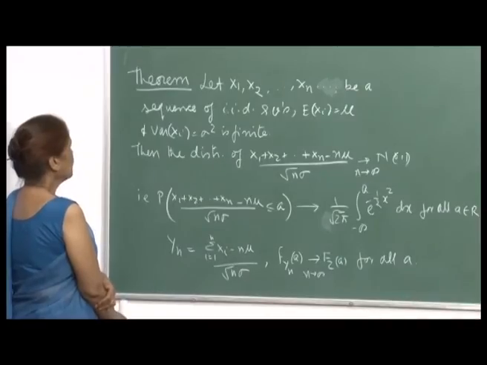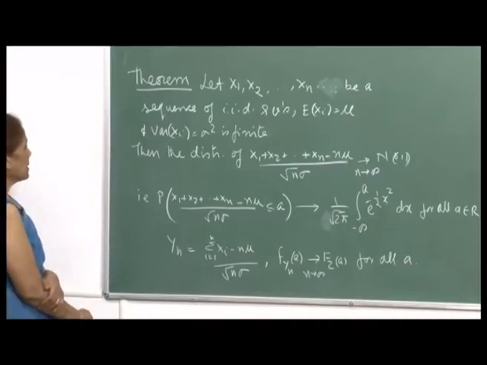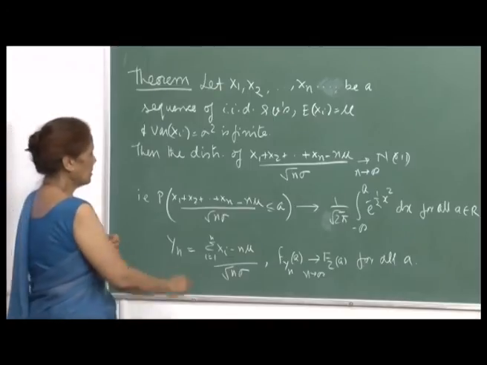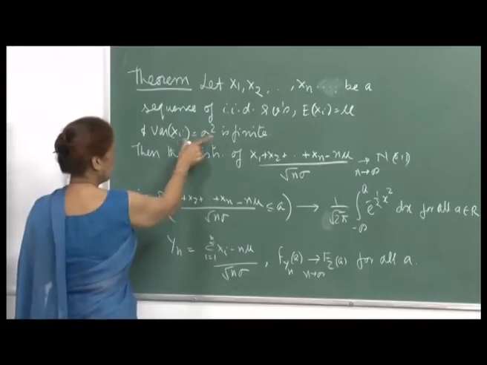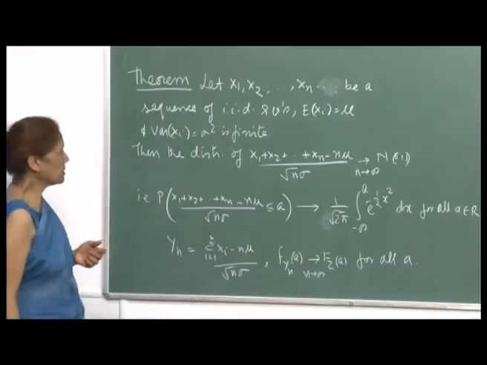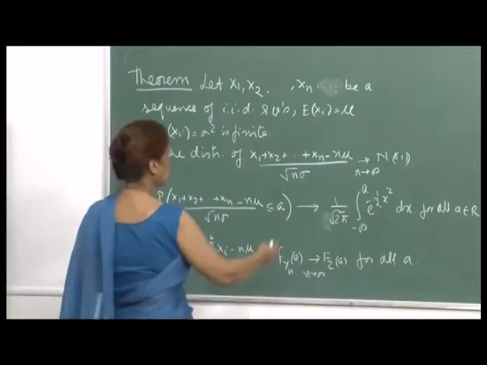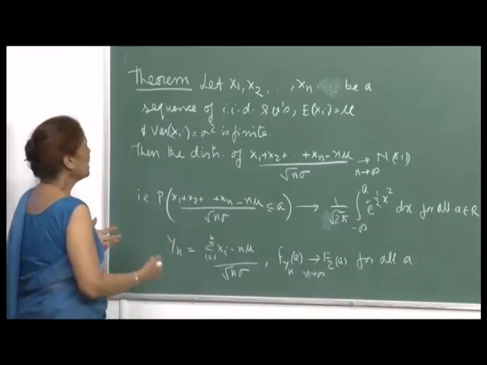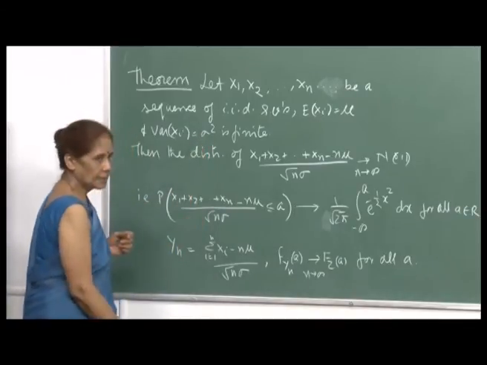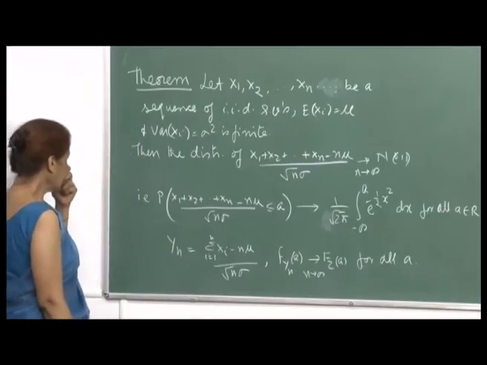So, the final theorem we can now state as: if you have x 1, x 2, x n and so on, a sequence of independent identically distributed random variables, each x i having a mean mu and variance sigma square, and this variance is finite. If the variance is finite, that means the variance exists, then the mean will exist. So, we do not have to separately say that mu is finite and variance is finite. It is enough if you say that the variance is finite, then it implies that the mean also exists.